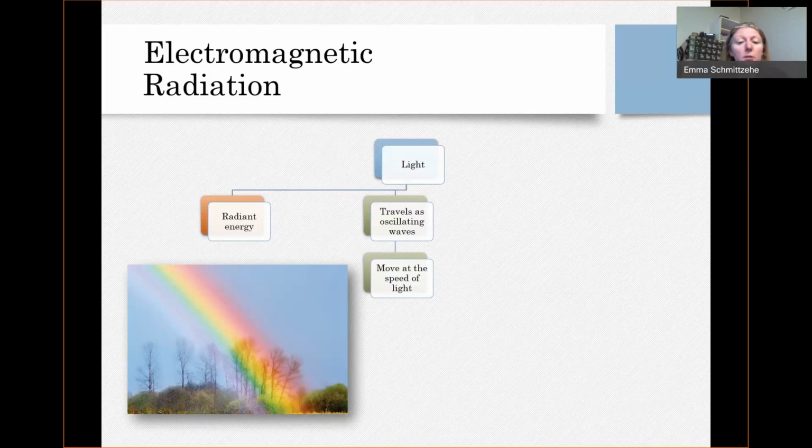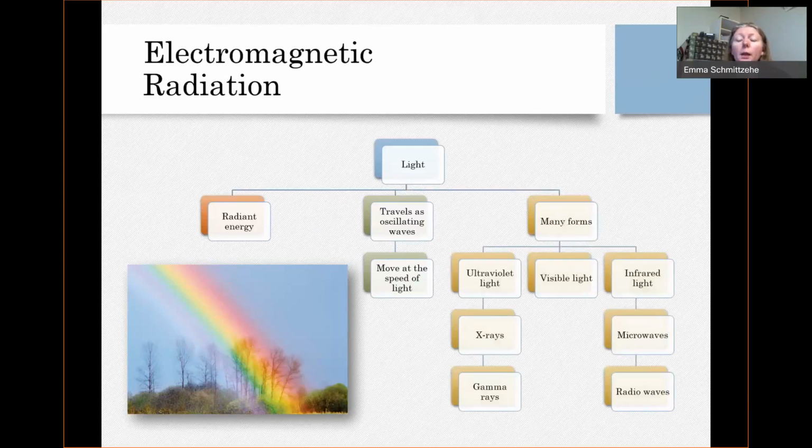You do need to just be familiar with the term electromagnetic radiation, and that basically that's describing light, or it's another term for light, and that it is radiant energy that moves at the speed of light. And so we will utilize the speed of light to do some calculations associated with light.